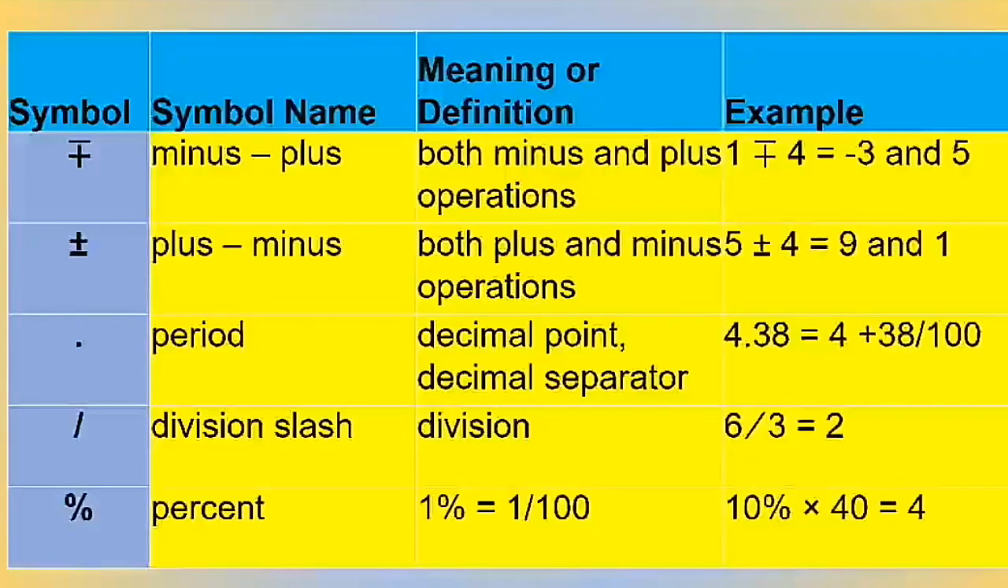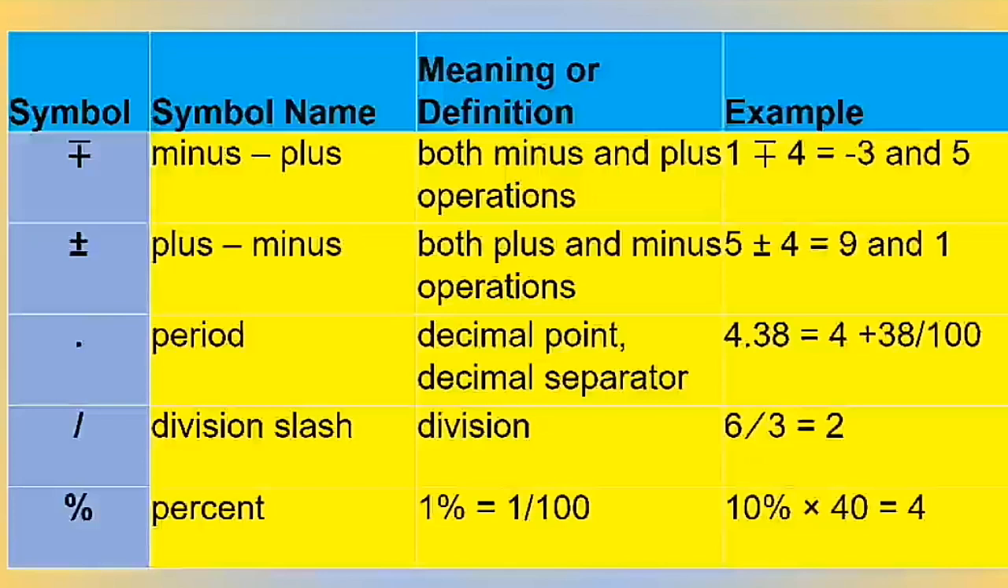Over here, the first symbol is minus plus. Example: 1 minus plus 4 is equal to 1 minus 4, which is minus 3, and 1 plus 4 is 5. Then we have plus minus. So 5 plus 4 is 9 and 5 minus 4 is 1. Then we have the period, or the decimal point symbol, and the example is 4.38.